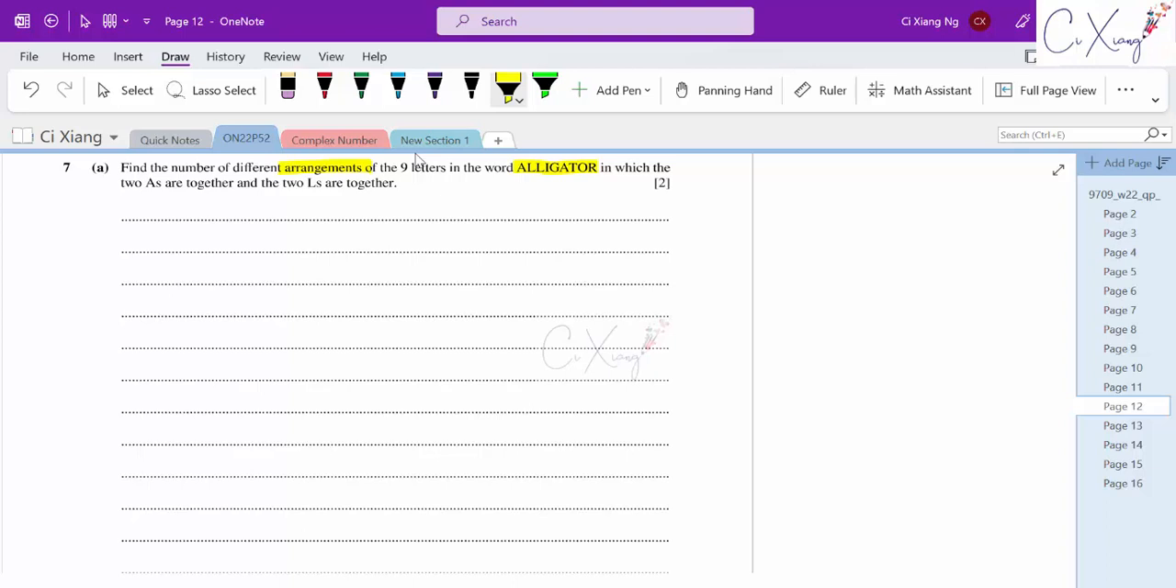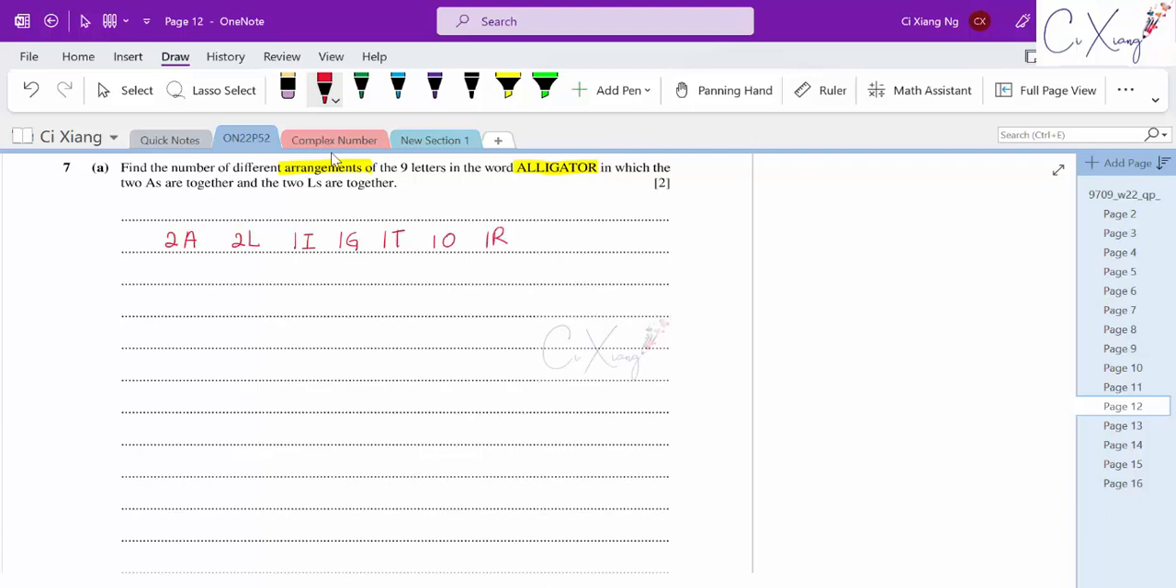Okay, so to calculate this probability, first of all, we try to find out what letters we have here. We can see quite clearly that we have identical letters. Usually I prefer to list them out. So for this word, ALLIGATOR, I have 2 letter A, 2 letter L, 1 letter I, 1 letter G, 1 letter T, 1 O, and also 1 R.